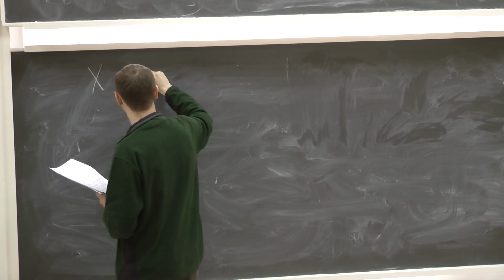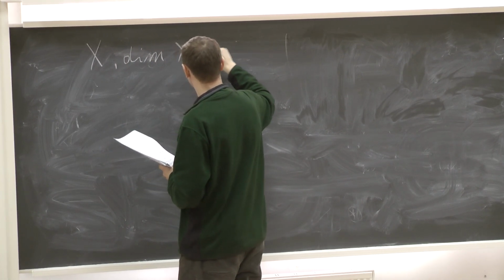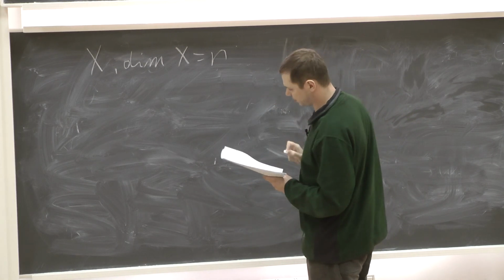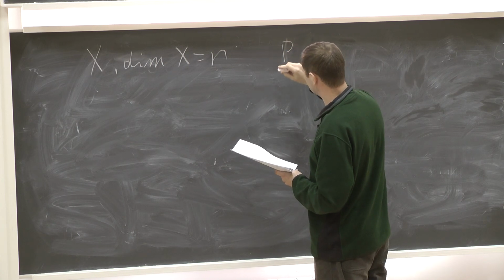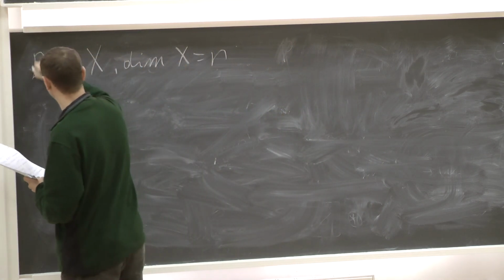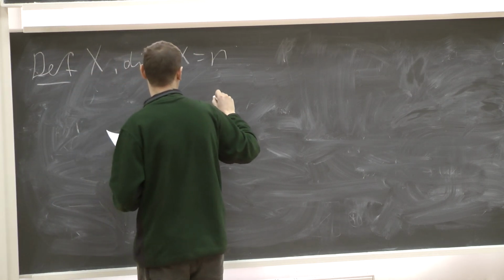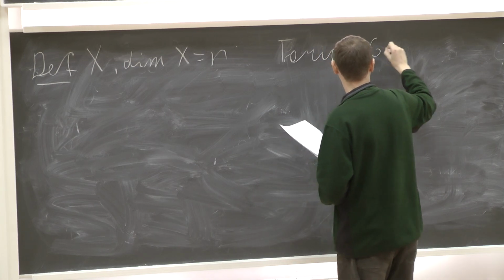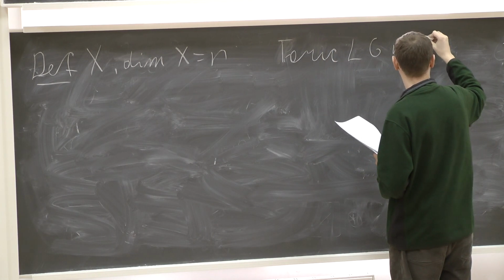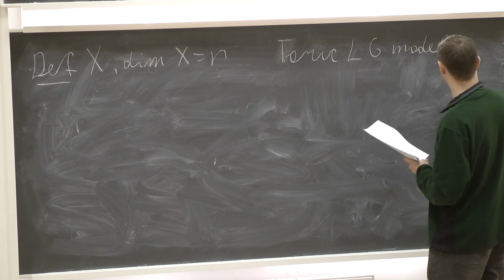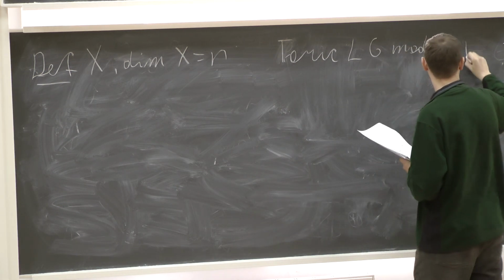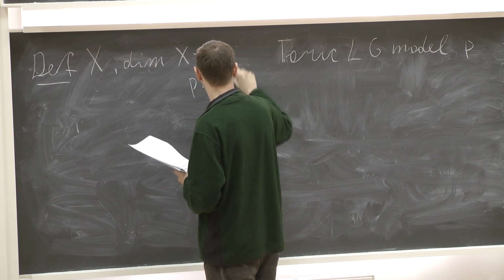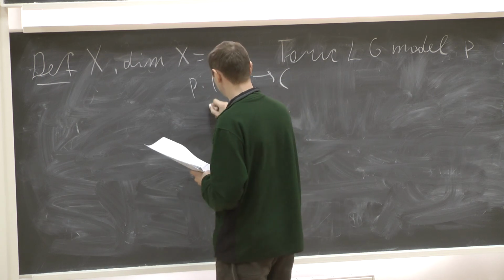So the dimension of X is n. Then our Landau-Ginzburg model will be represented by a Laurent polynomial. So this is the data: a toric Landau-Ginzburg model for X is just a Laurent polynomial P in n variables. P is a map from (C star)^n to C, satisfying three conditions.